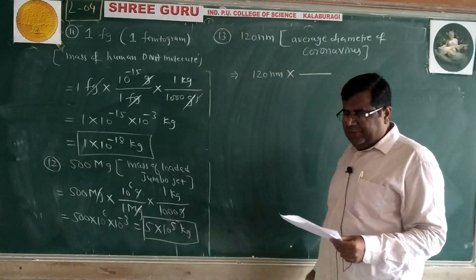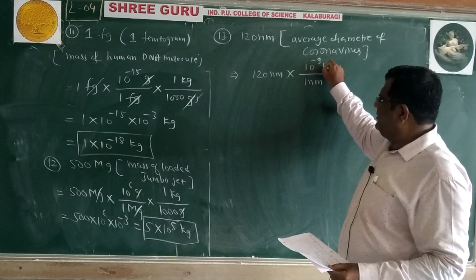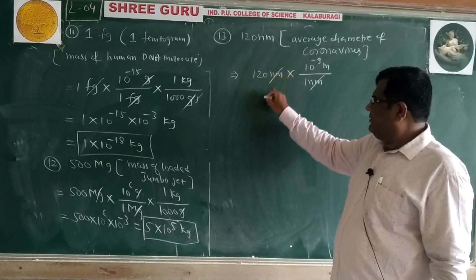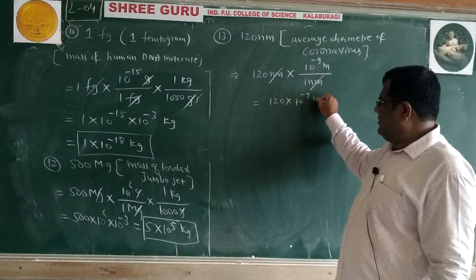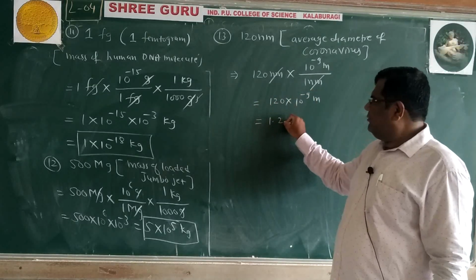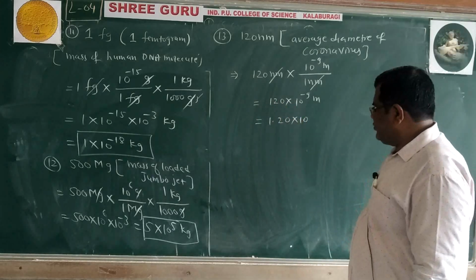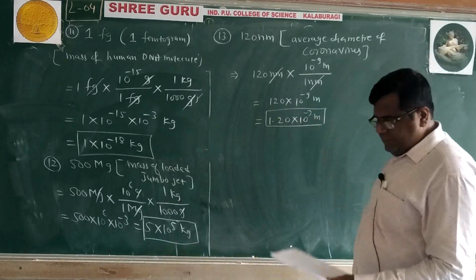and we will write 1 nanometer, 10 raised to minus 9 meter, isn't it? So this I will cancel. Minus 9 meter. 1.20 into 10 raised to, we have shifted to left, plus 2, so this is minus 7 meter, right?